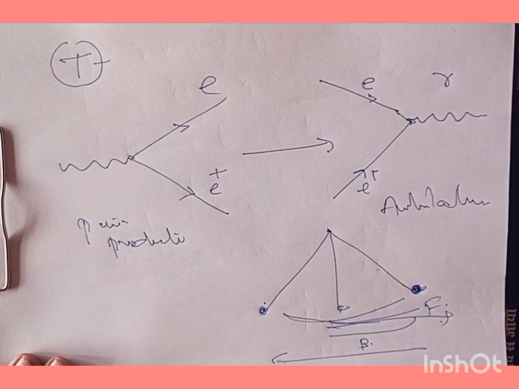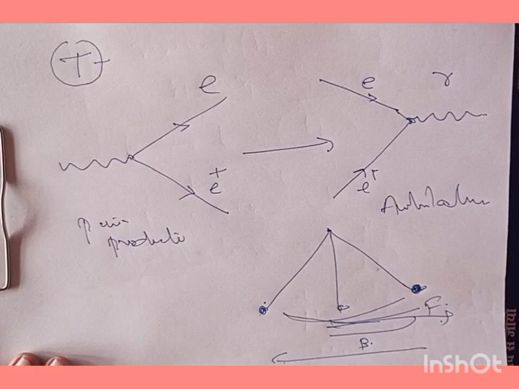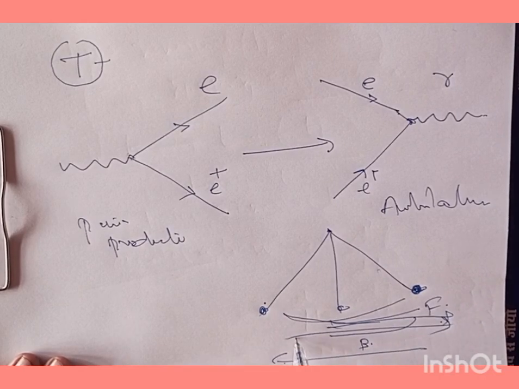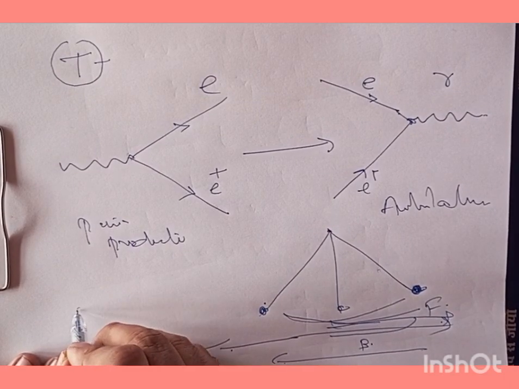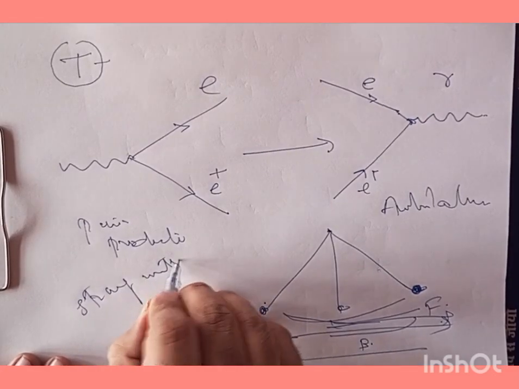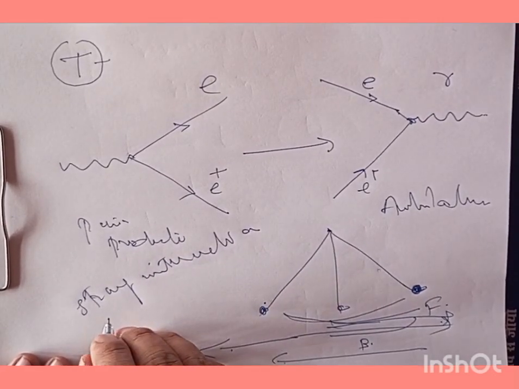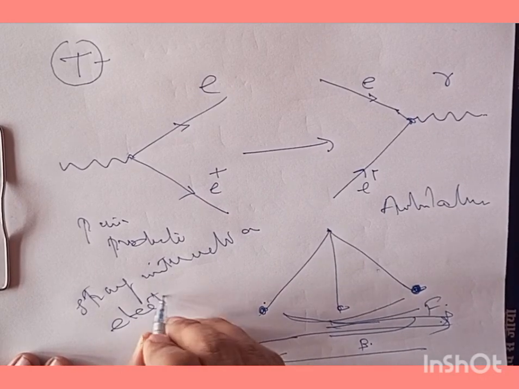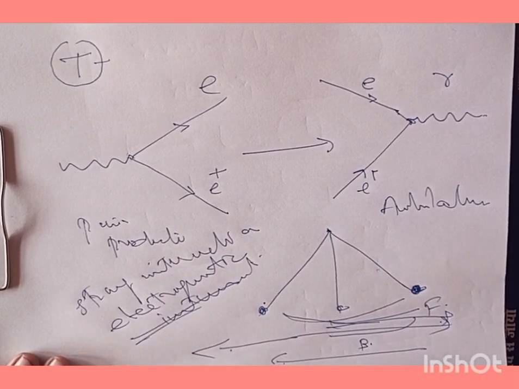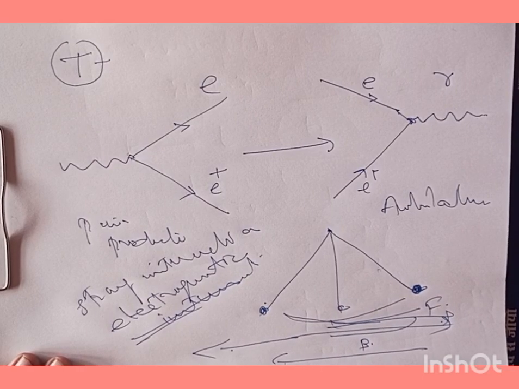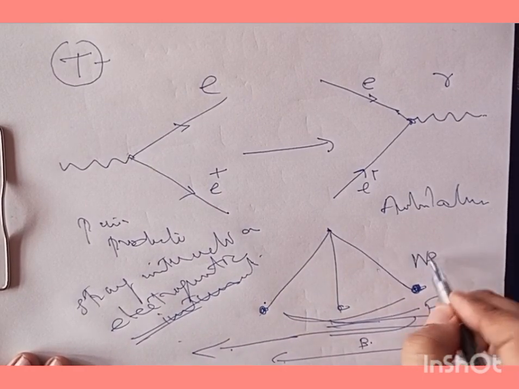Now, any system is said to have time reversal symmetry if, from the motion picture of the system, one cannot decide whether it is shown in the forward direction or in the reverse direction. And this time reversal invariance holds good in strong interactions and electromagnetic interactions. But it is perfectly violated in weak interactions like beta decay.